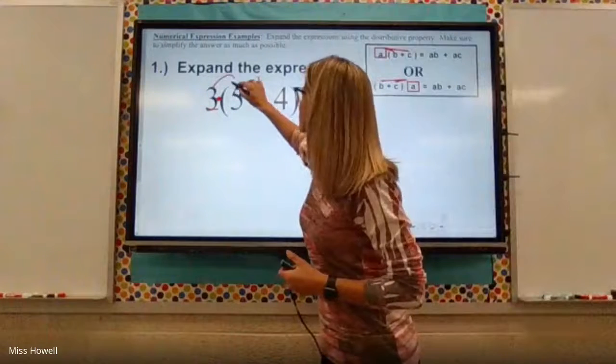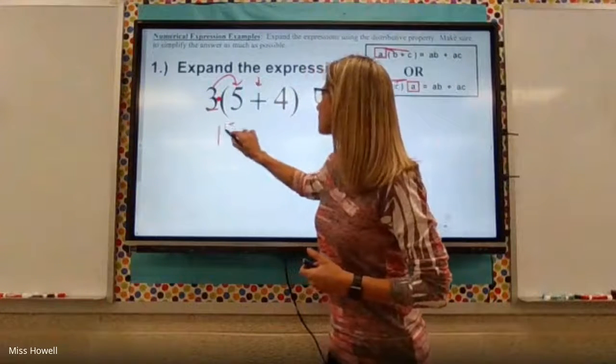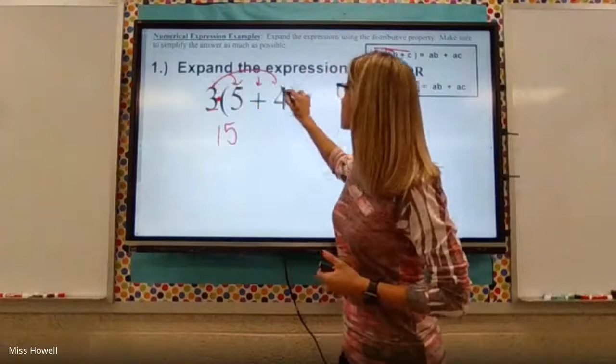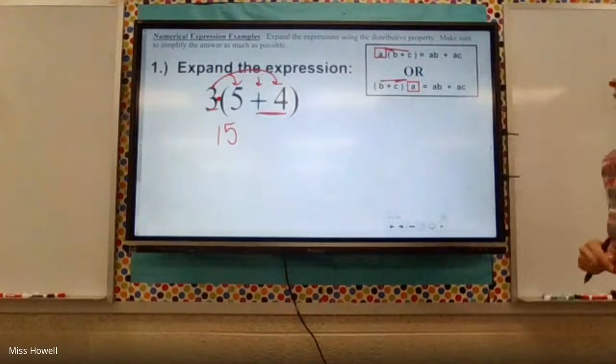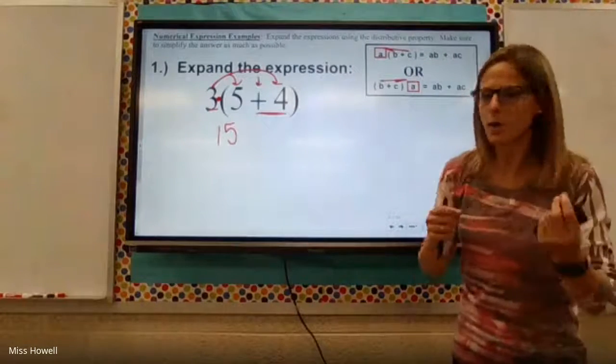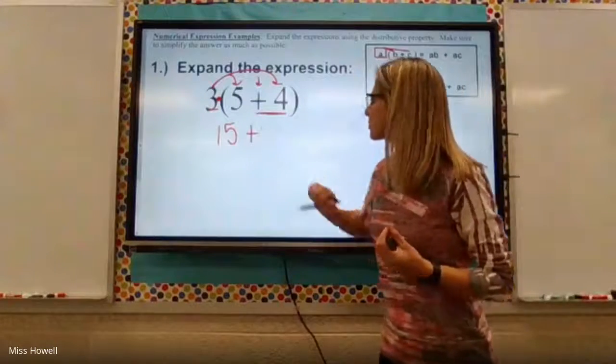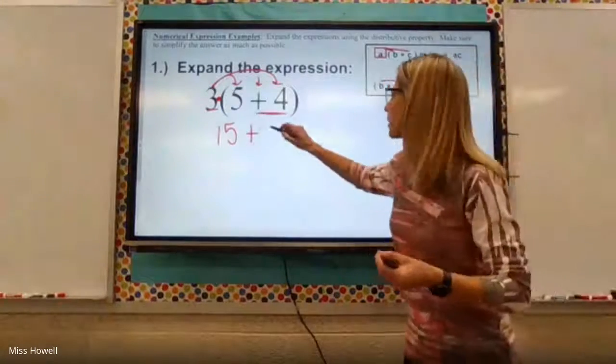So this becomes a 3 times 5, which would give us a 15. And this is a 3 times, remember that's a positive 4 in our brain right now. So 3 times positive 4 would give us a positive 12. A positive is going to look like a plus down here, and then our number of 12.